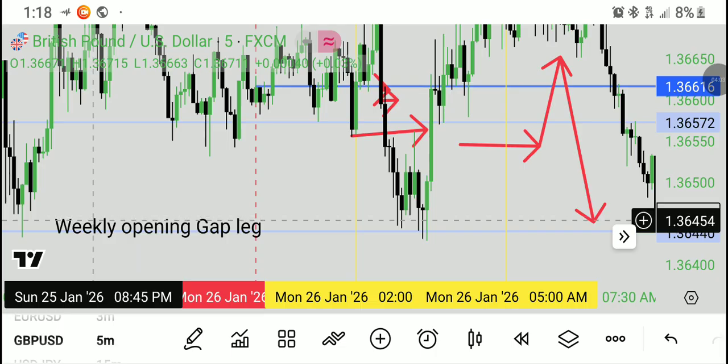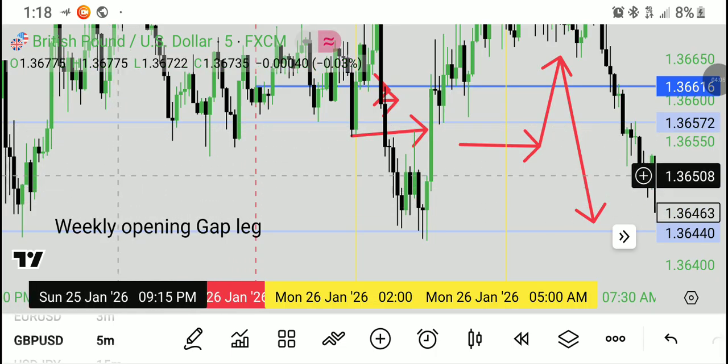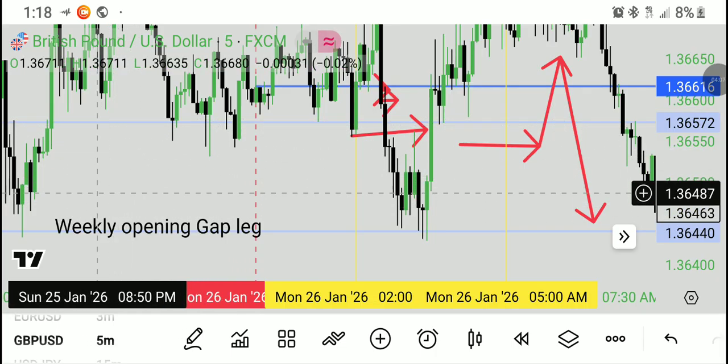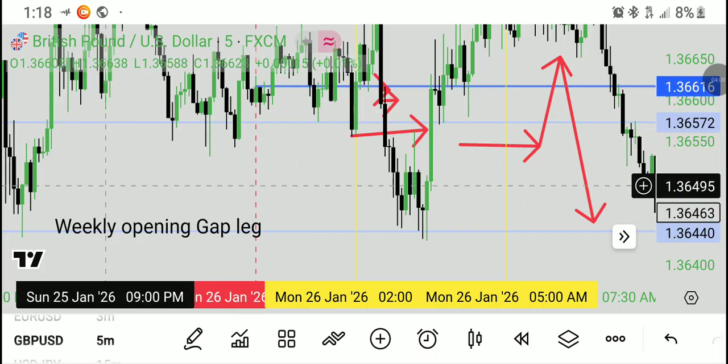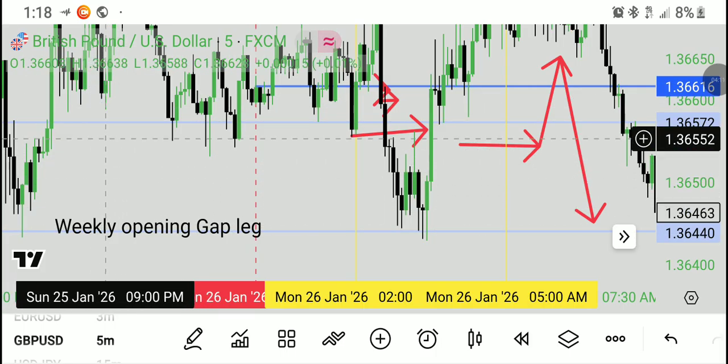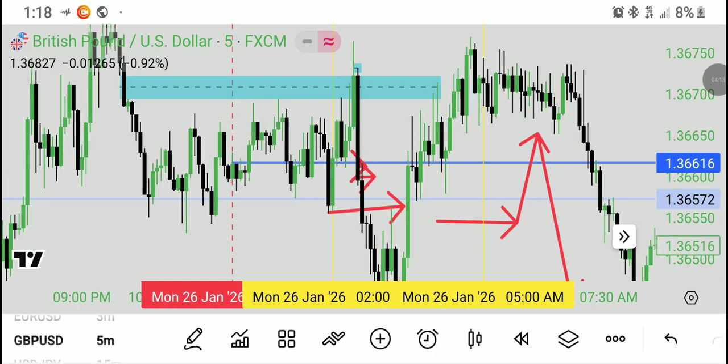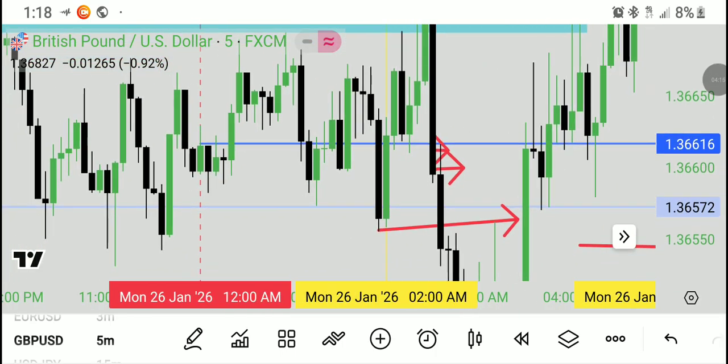You can choose any color you want, I don't care, but I like this color. Whenever you see these two colors, know that it's always my weekly opening gap. This will be the leg. This will be the right hand. You know what I teach you here about this line?